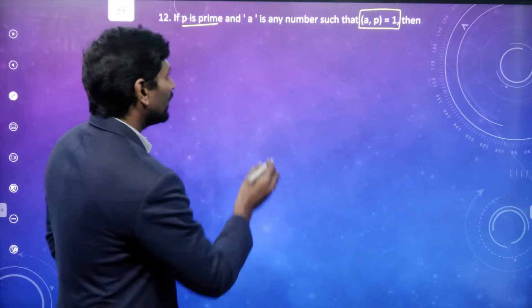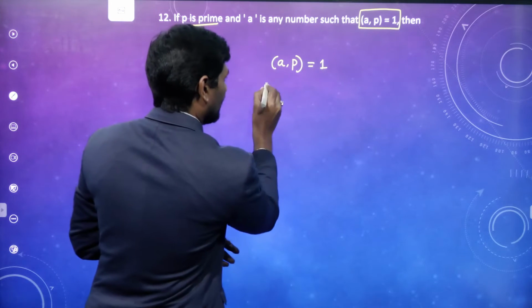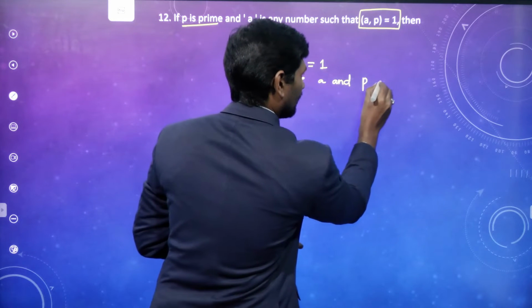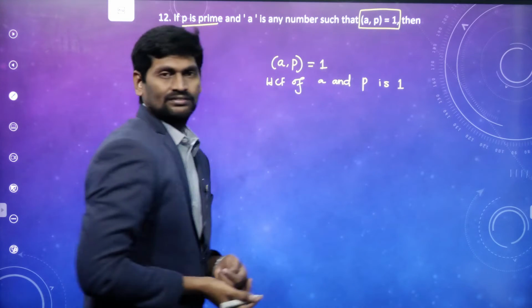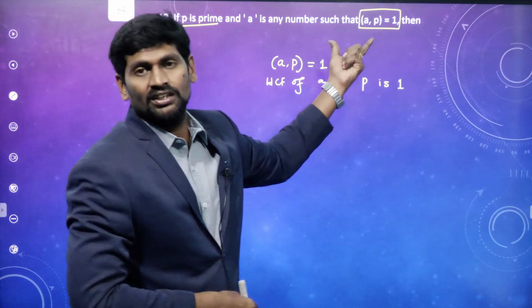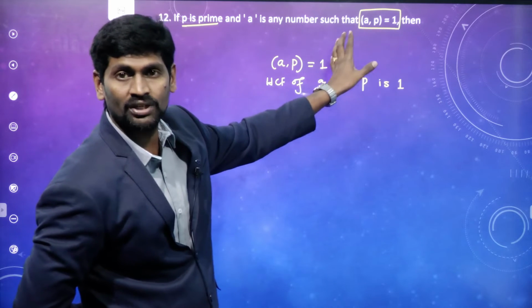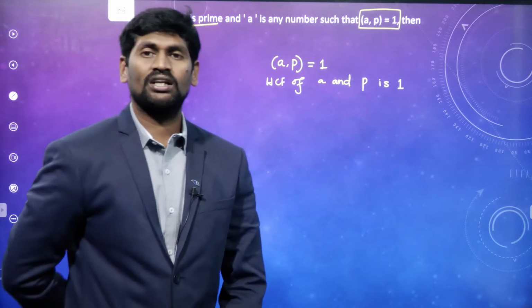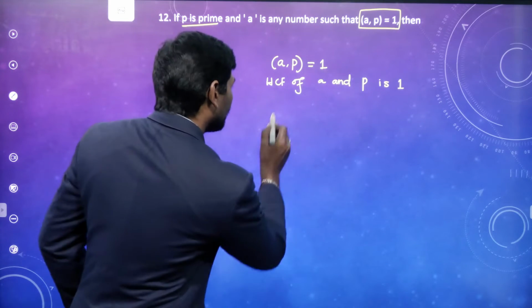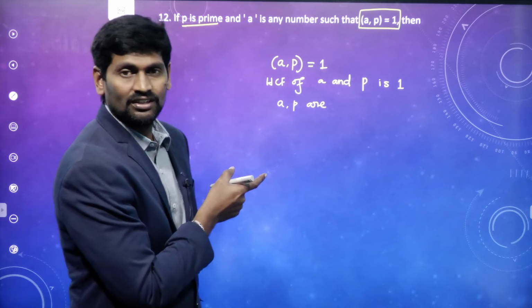That means if two numbers are given like this in brackets and it equals 1, it means the HCF of A and P is 1. HCF means highest common factor. Here only 1 is the highest common factor, so you should identify that A and P have only 1 as the common factor.